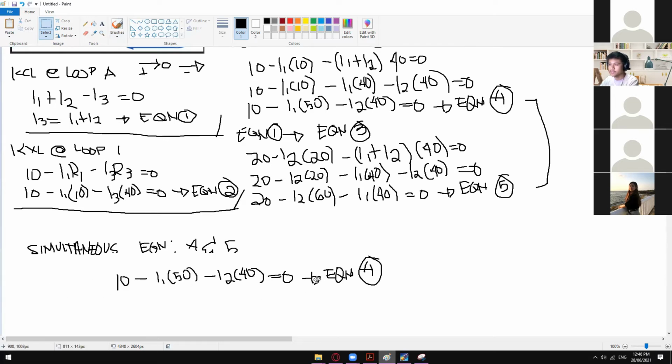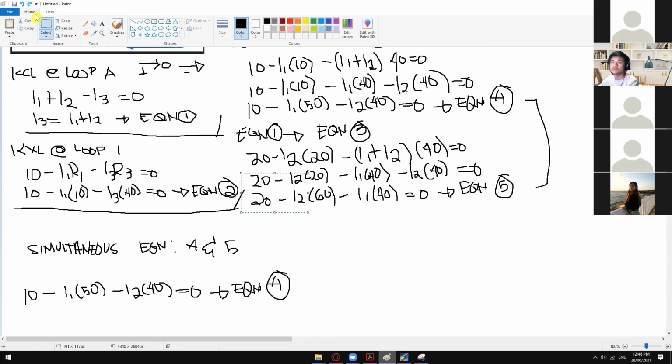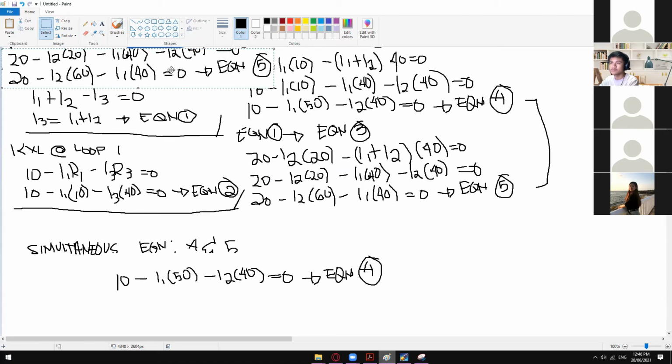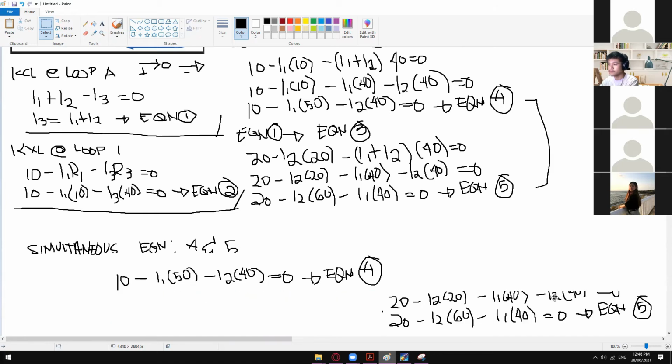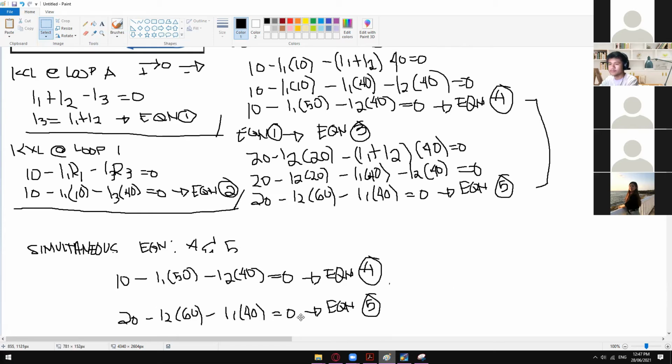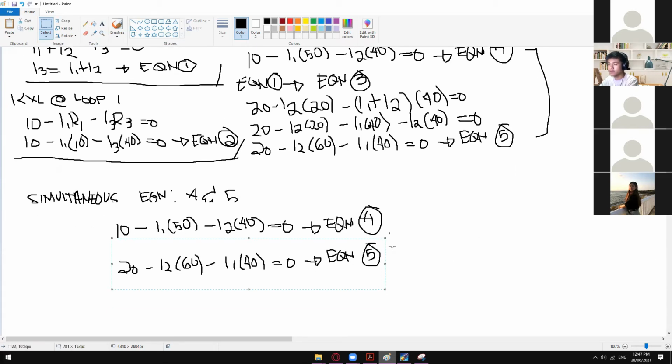So we now have this equation number 4. And then I will also get this equation number 5. Oops, redo. This equation number 5 right here. So let me just remove the unnecessary text. There you go. And then I will combine those two.